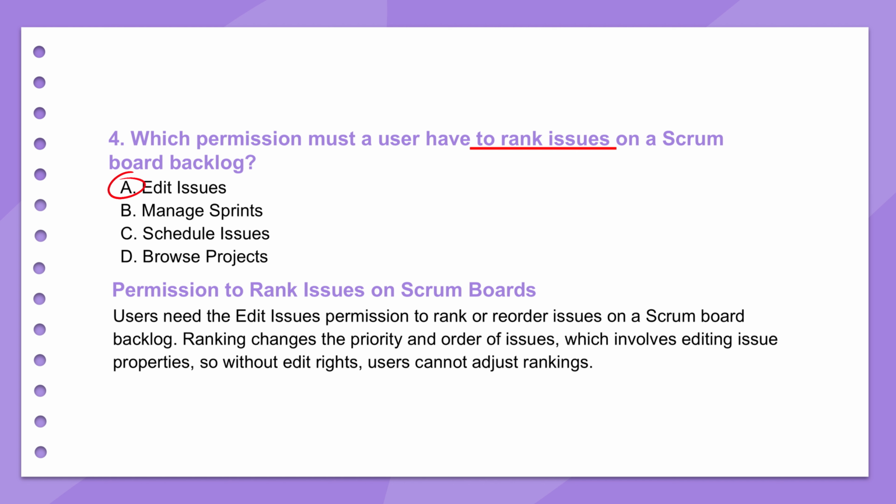Exactly. And that has direct practical implications, right? If your team members can't edit issues in that project, they can't participate in backlog grooming or sprint planning properly. They can't move anything. Precisely. So that permission is key for collaborative refinement. Absolutely.